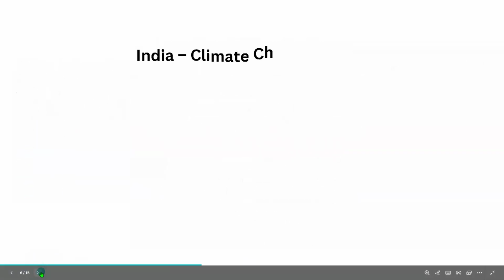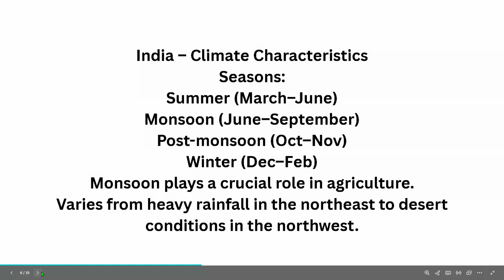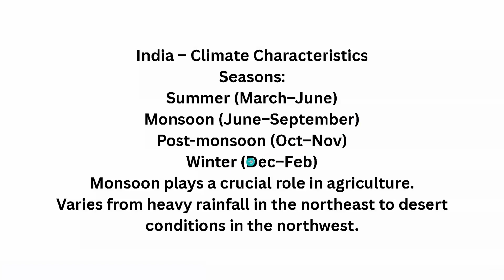Next, when is summer in India? March to June. Monsoons, June to September. Post monsoons, October to November. Winter season, December to February. So the monsoon plays a crucial role in agriculture. If the monsoon fails, agriculture fails, and people face famine, great famine.